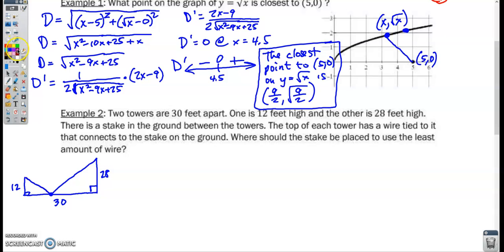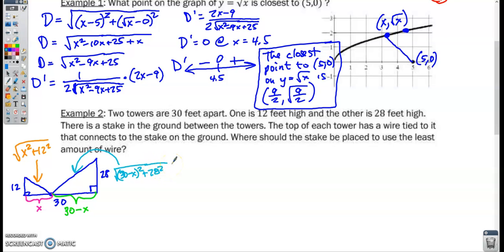If I call this distance right here x, that means that this distance right here is 30 minus x. And then I can use Pythagorean theorem to label some other sides here. This side right here is the square root of x squared plus 12 squared. And this side right here is the square root of the quantity 30 minus x quantity squared plus 28 squared.